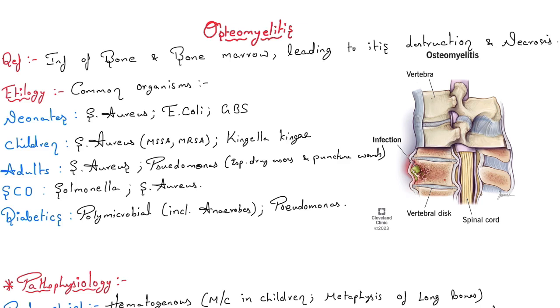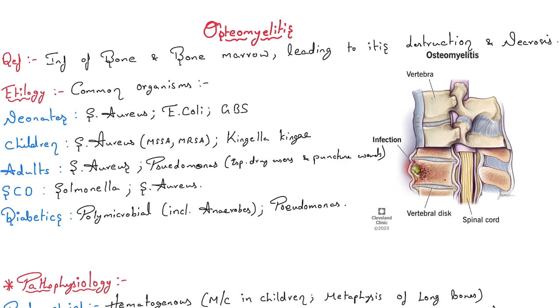So what is osteomyelitis? Osteomyelitis is an infection. If you break that name, osteo means bone, myelitis means inflammation. That means the infection of bone and bone marrow leading to inflammation, destruction and necrosis. So infection will be in bone and bone marrow, and usually caused by some bacteria or less commonly by fungi and mycobacteria.